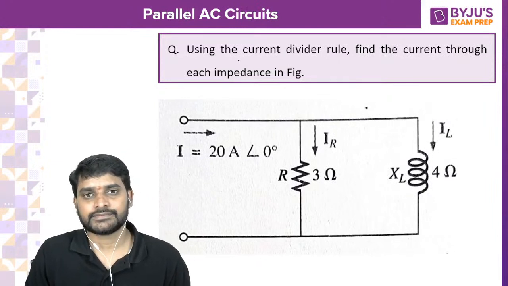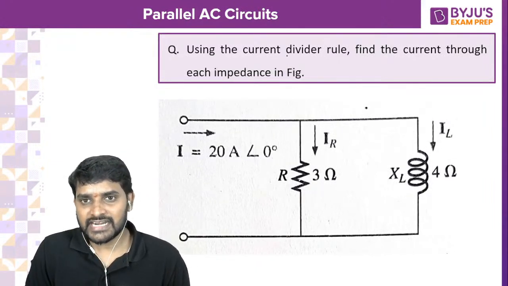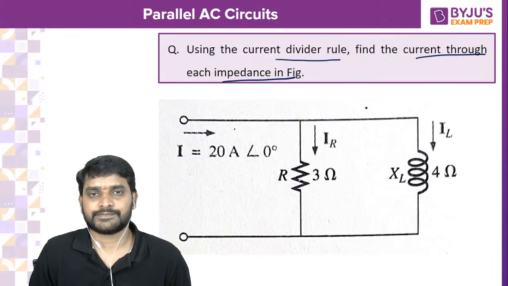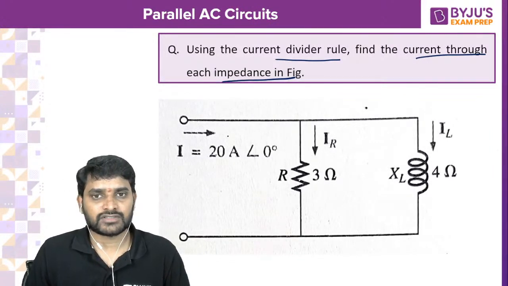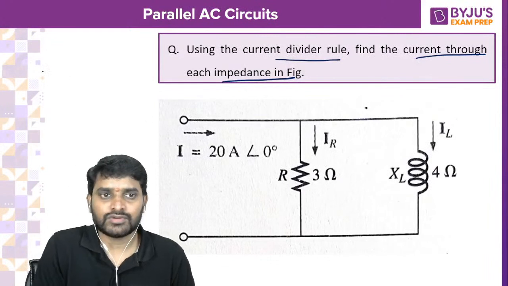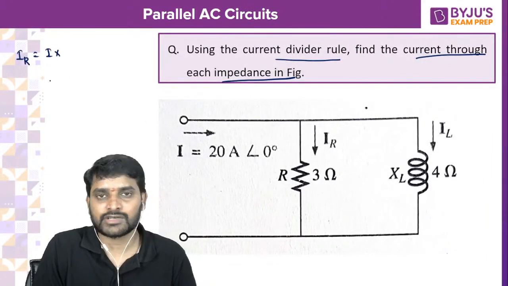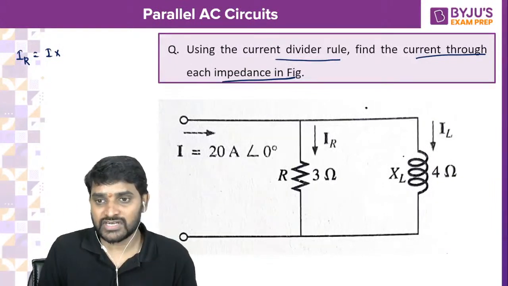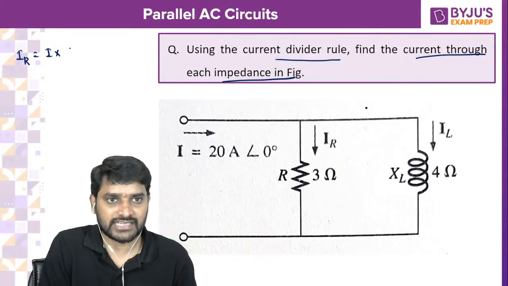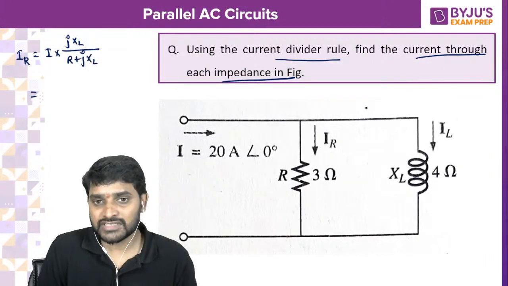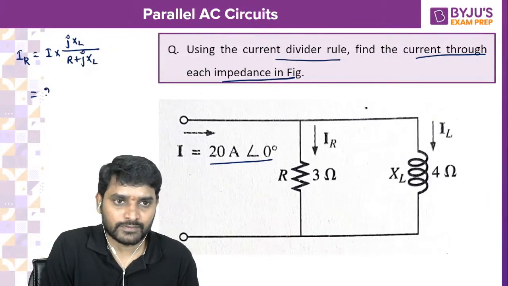Using the current division rule, find the current through each impedance. I want the current through the resistance. So IR is equal to entering current into the opposite branch impedance. What is that opposite branch impedance? JXL. Remember this one: JXL divided by R plus JXL. Entering current is 20 amperes at an angle 0.